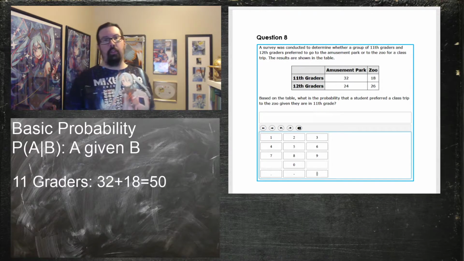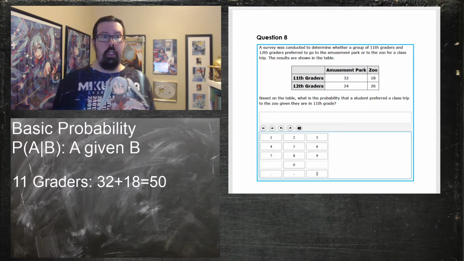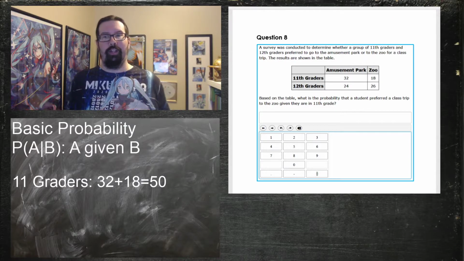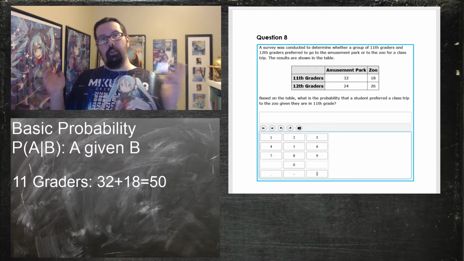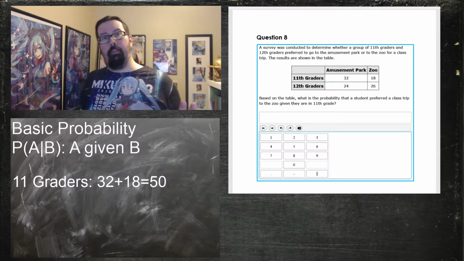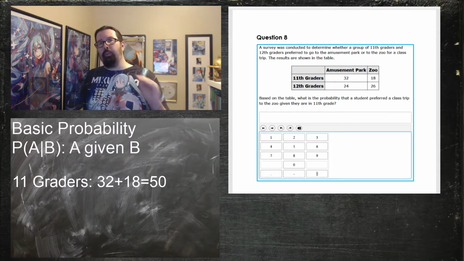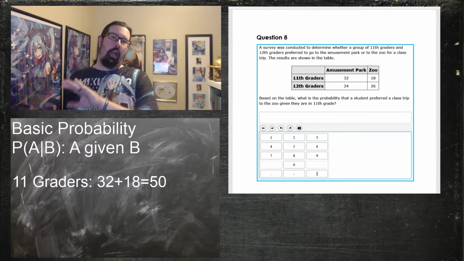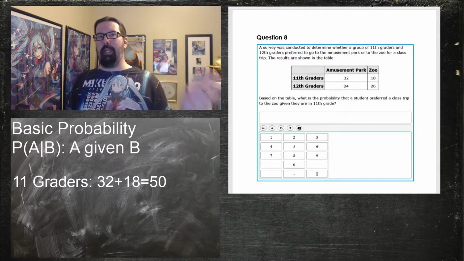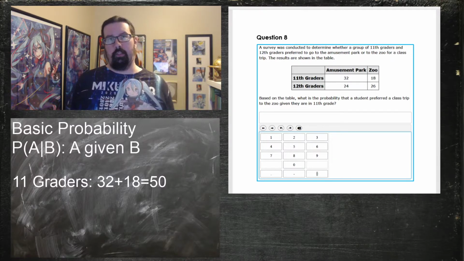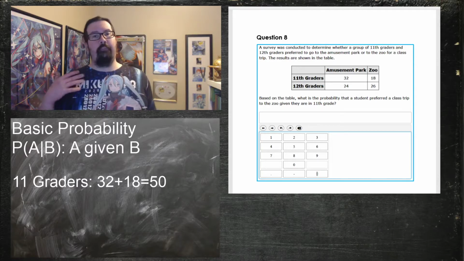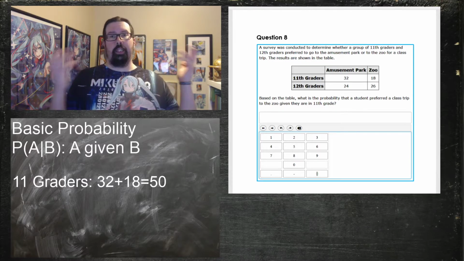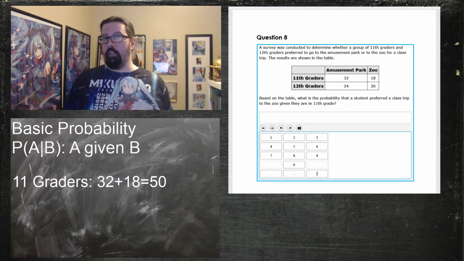So in this case, we'd have to figure out how many 11th graders there are. So we just literally add the row for 11th graders, and you have 32 plus 18 equals 50. And that's something I kind of want to bring up again. A lot of these problems, you're going to have nice, even numbers. They aren't testing you on numerical complexity. They're testing you on concepts. So we have 50 11th graders. So how many of them want to go to the zoo? Well, we look at our table, and the table says that 18 of them want to go to the zoo.